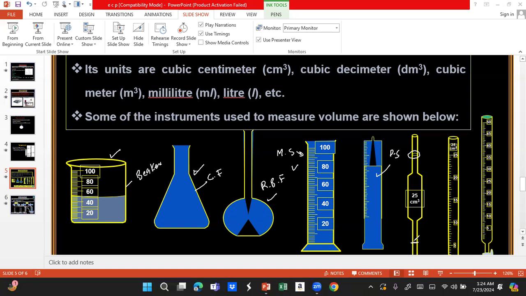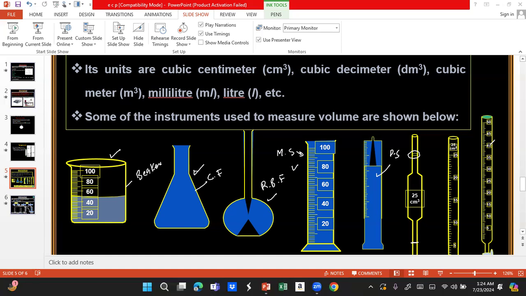If we suck with the mouth, let's say it is acid or something else, it can go into our mouth, and this is dangerous. It can burn us. So these last two are known as burettes. These burettes are the best volume measuring devices.